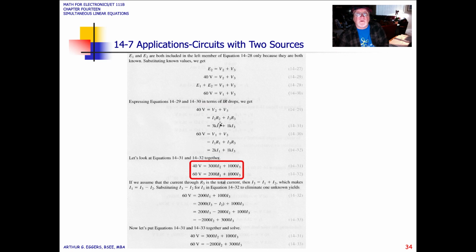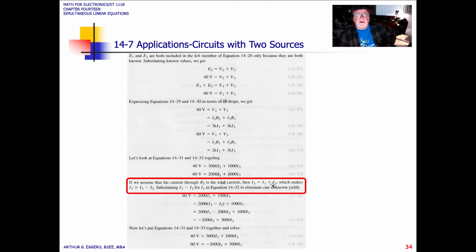So let's take a look at the equations then, 1431 and 1432 together. So we end up with 40 volts is equal to 3000 I2, we just took the K out, plus 1000 I3. 60 volts is equal to 2000 I1 plus 1000 I3. So in this case, we still have 1, 2, 3 different unknowns in here, our currents.